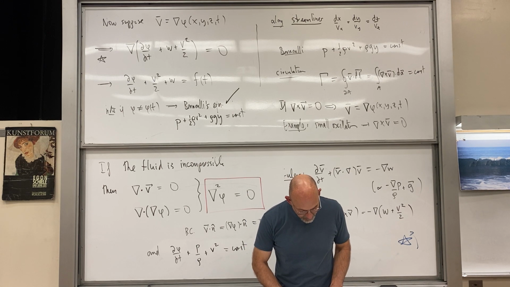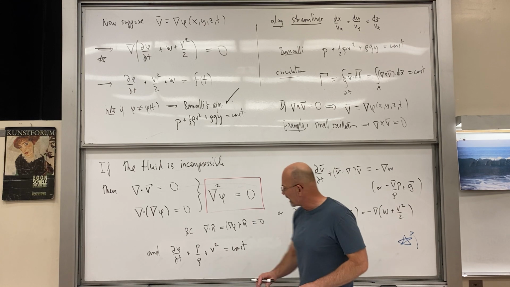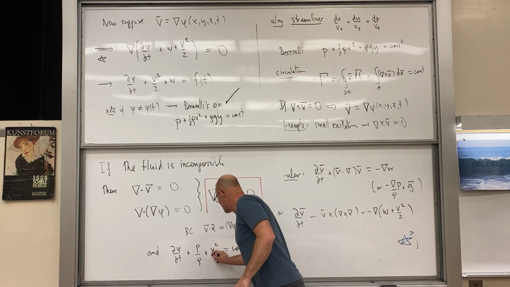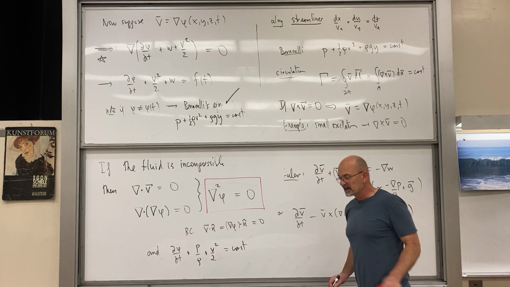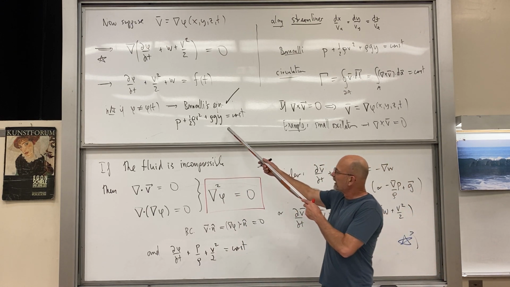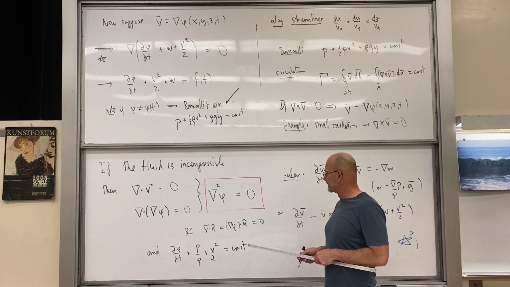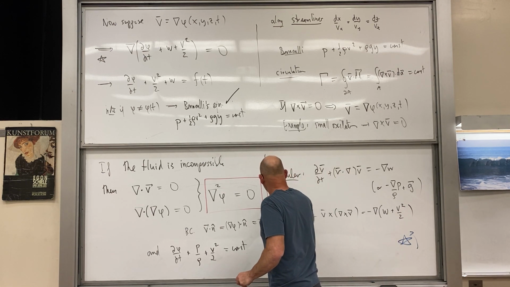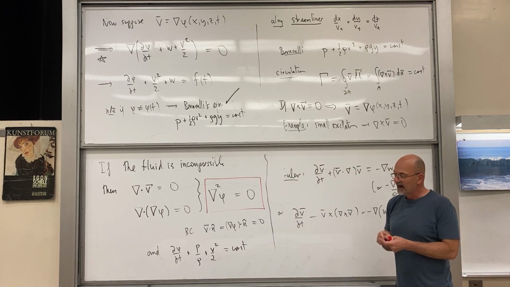Just make sure that that is the form. Yeah. Okay, good. V squared over 2. And if you need the rho g y, that can also be built in there. So there is the thing we're going to work with now.